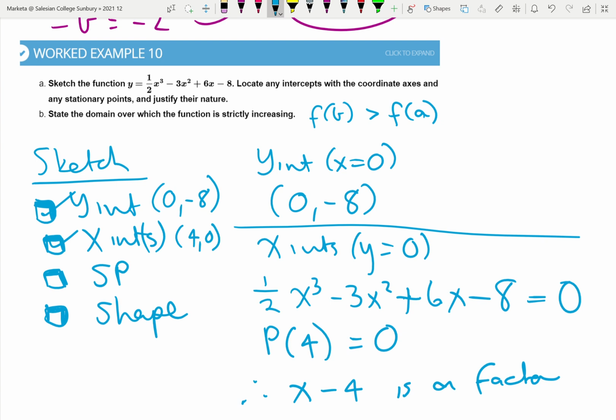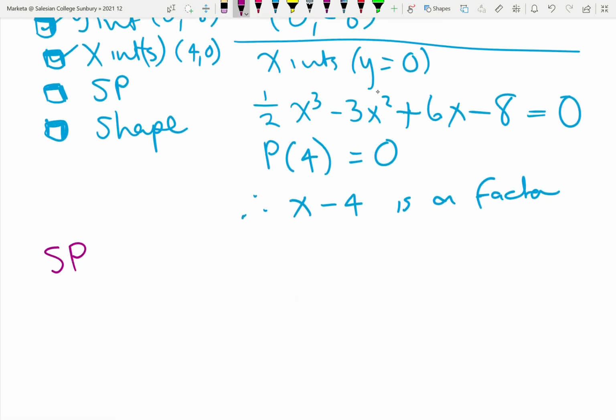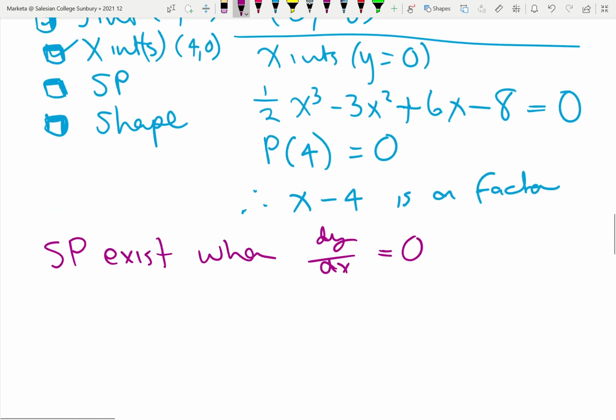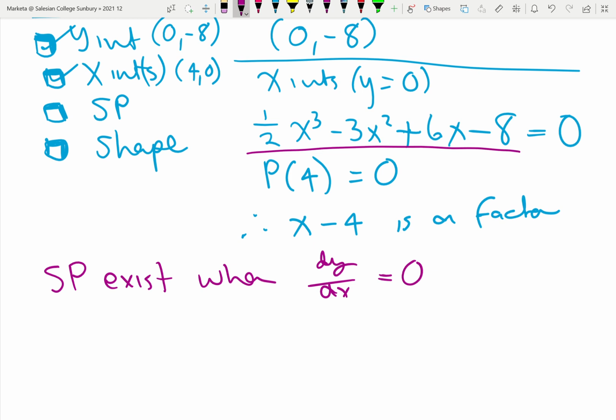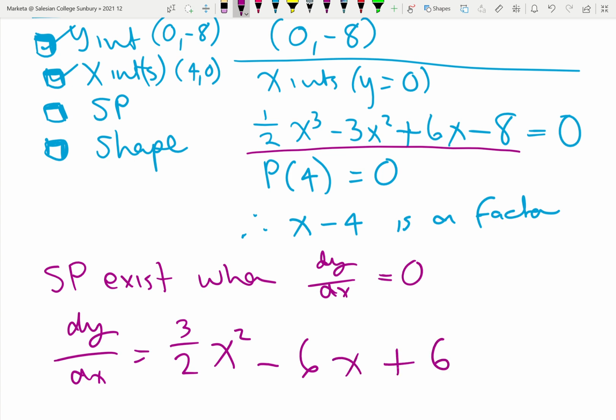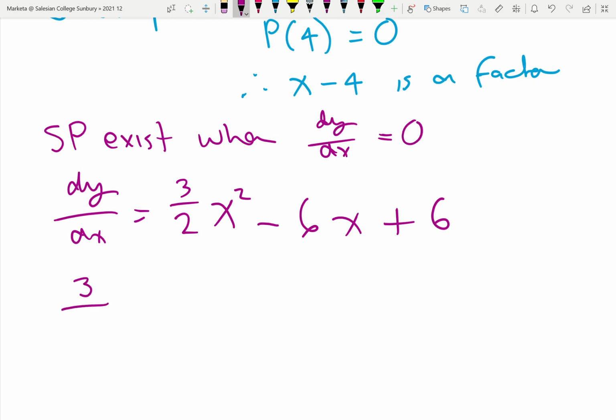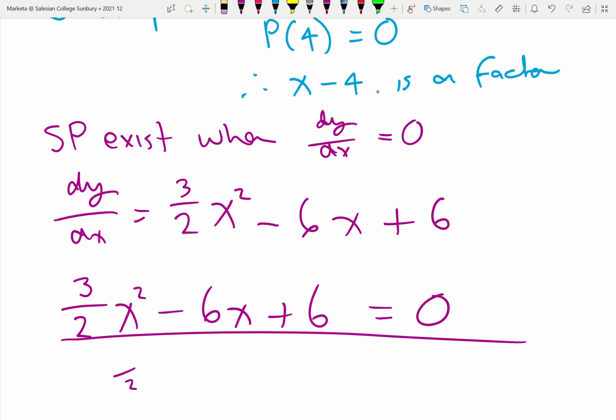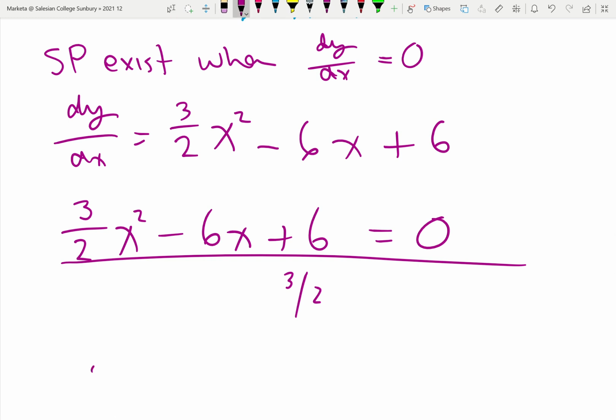Okay, so let's now go for the stationary points, and then the shape will come out within that. So stationary points exist when dy/dx equals 0, and this is a y equation, so I'll call it dy/dx. So our original is this, meaning that our dy/dx is 3 times a half, which is 3 over 2 x squared minus 6x plus 6. And let's equate that to 0. Now we've got this 3 over 2 here, and if we divide everything by 3 over 2 on both sides, that's going to give us x squared minus 4x plus 4 equals 0.